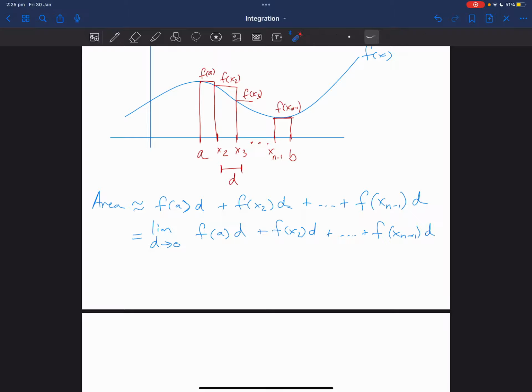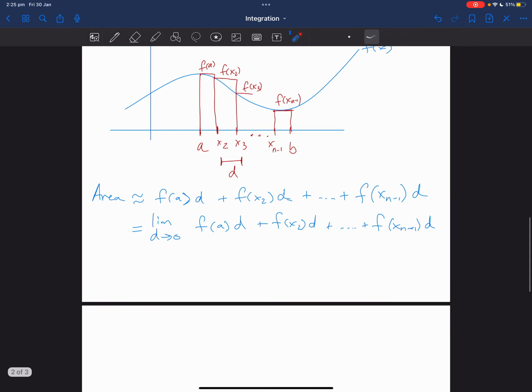So I'm abusing notation a bit. When d goes to 0, that's going to change the number of these points. So these aren't really the same, but yeah, hopefully you get the intuition. And the area is exactly what the definite integral is, right? This quantity that we're calculating is supposed to give us the area.